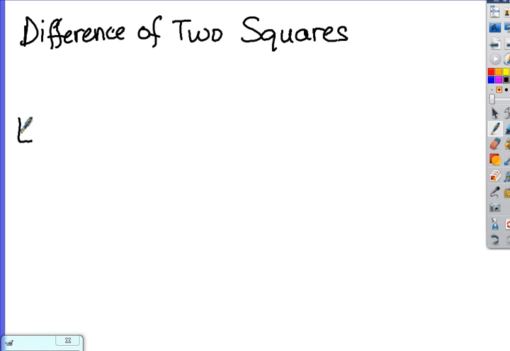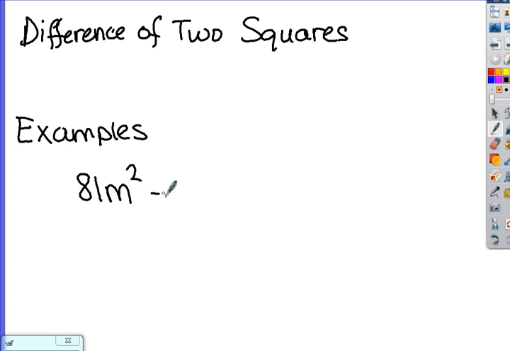We're going to do this just by working through some examples. The first example is 81m squared minus 25. When we factor difference of two squares, the only thing that we do is take the square root of each term and make it into two binomials. So we're going to square root, first of all, 81. The square root of 81 is 9. The square root of m squared is m. And the square root of 25 is 5.